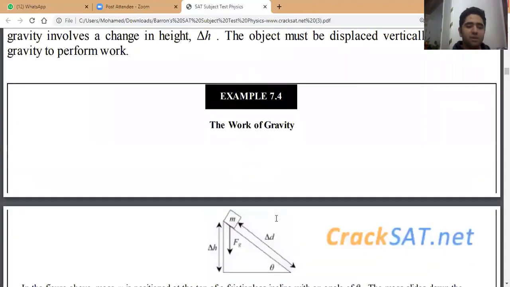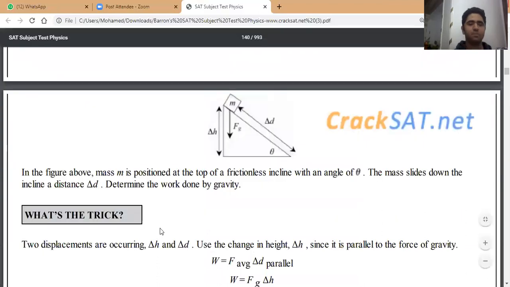So here we have a pretty nice problem. Okay, let's do this. In the figure above, mass M is positioned at the top of a frictionless surface with an angle theta. So we have theta right over here. The mass slides down the incline a distance d. Determine the work done by gravity.